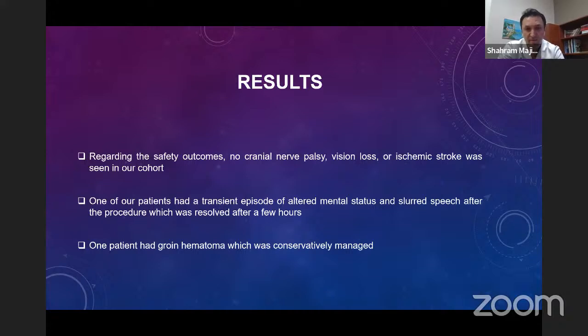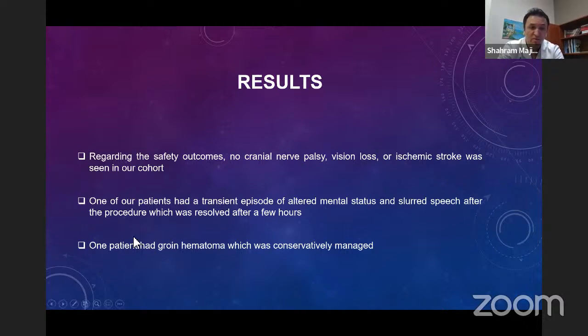Regarding the safety outcome, no cranial nerve palsy, vision loss, or ischemic stroke was seen in our cohort. Again, the distal positioning of the microcatheter and using diluted glue with the sugar push technique made the procedure extremely safe, and the rate of cranial nerve palsy or vision loss was 0.